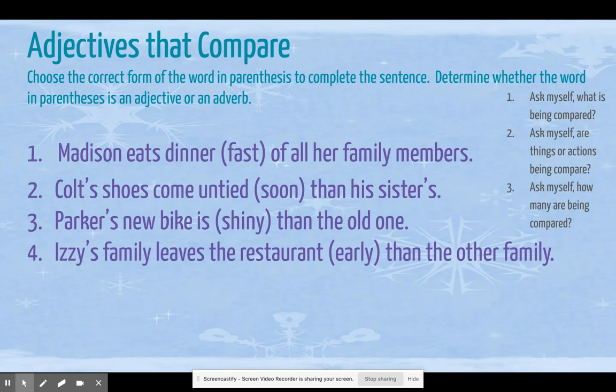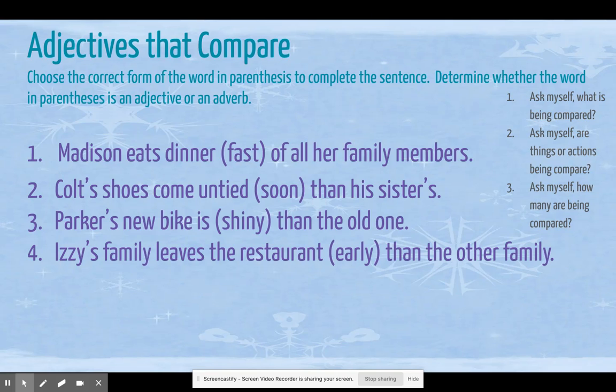Number 4, Izzy's family leaves the restaurant early than the other families. What is the correct word to use? You should have said earlier. And what is this word earlier? Is it an adjective or an adverb? You should have said adverb. So we're looking at what is this comparing. It is comparing when they leave the restaurant. When they leave the restaurant is an action, so it is going to be an adverb.